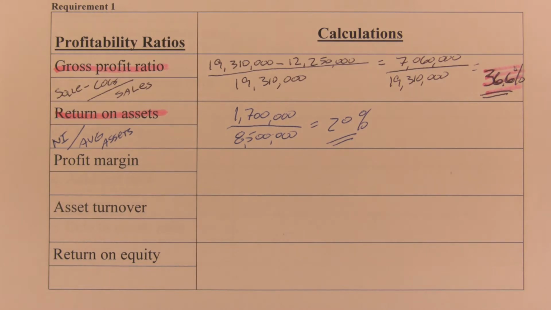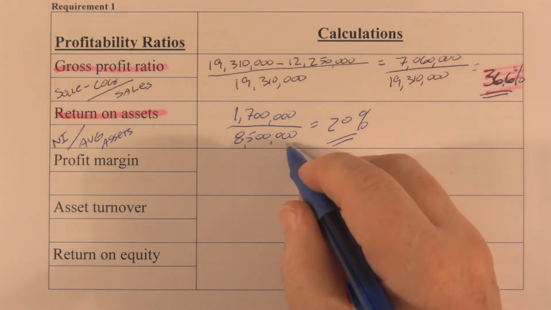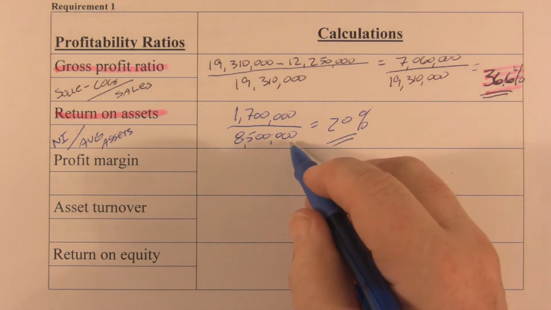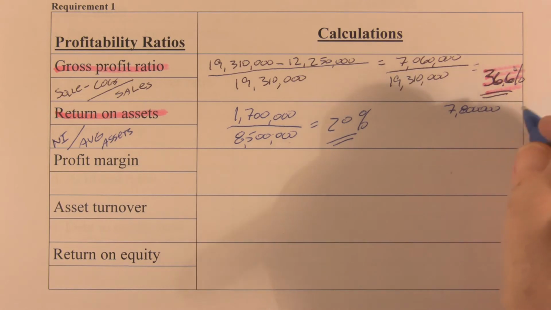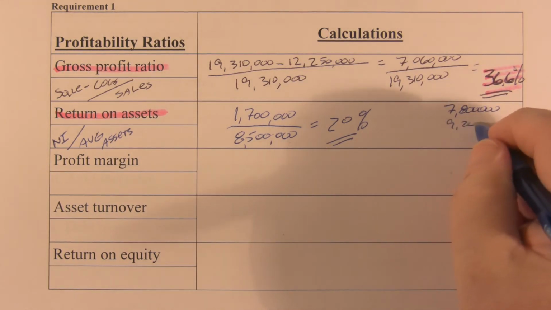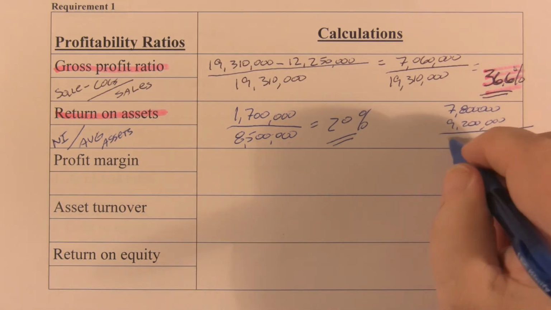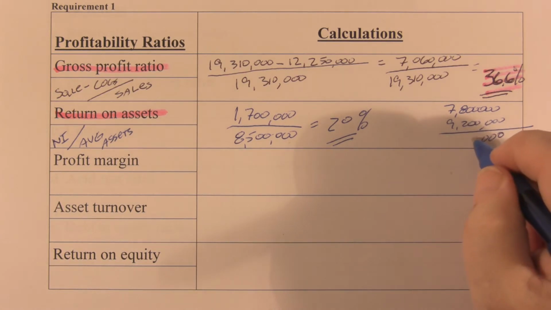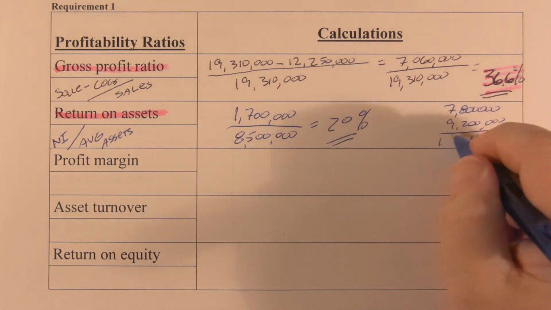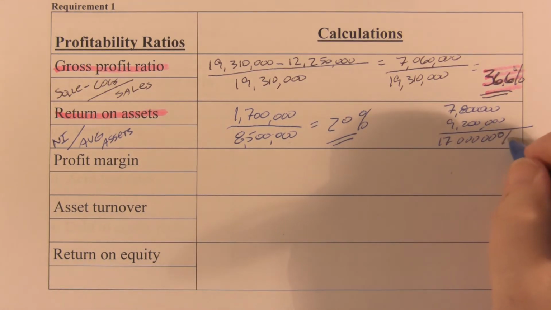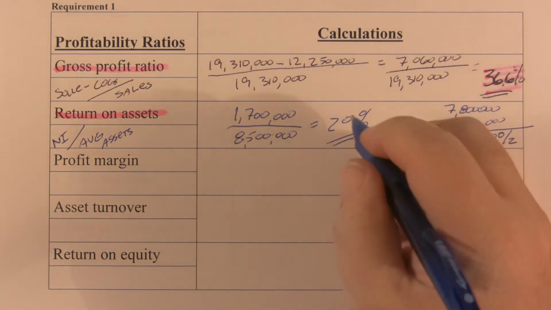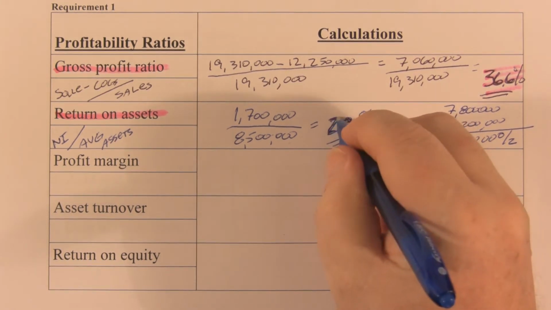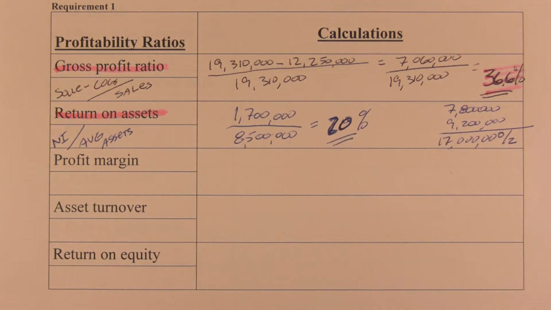I'm not going to highlight the number because it didn't work. This 8,500,000 is the 7,800,000 of the beginning assets plus the 9,200,000 of ending assets. Add those together, and then you divide that by 2, and you come up with 8,500,000. That's how you came up with that number, and that yields a 20% return.